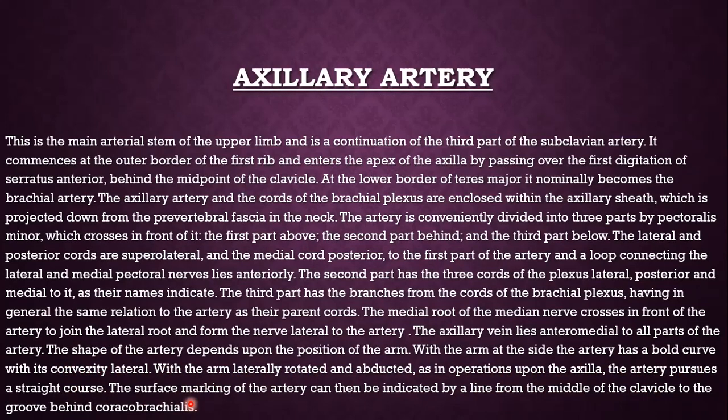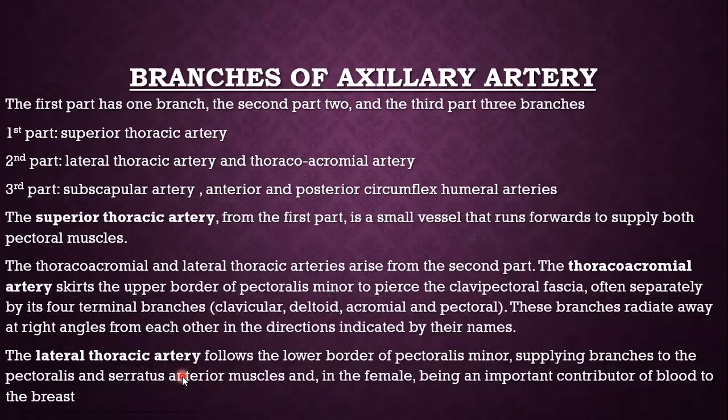Okay, so let's look at the branches. Since we have divided the axillary artery into 3 parts, what are the branches? The first part has 1 branch, the second part has 2 branches, the third part has 3 branches. From the first part, we have the superior thoracic artery. From the second part, the lateral thoracic artery and the thoracoacromial artery. From the third part, we have the subscapular artery and the anterior and posterior circumflex humeral arteries.